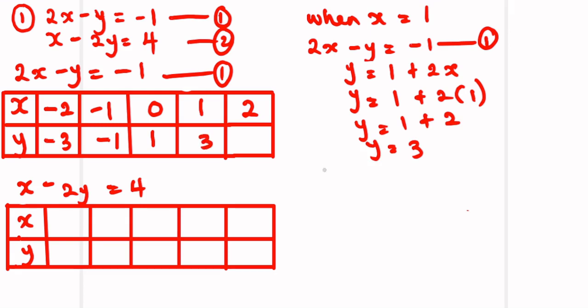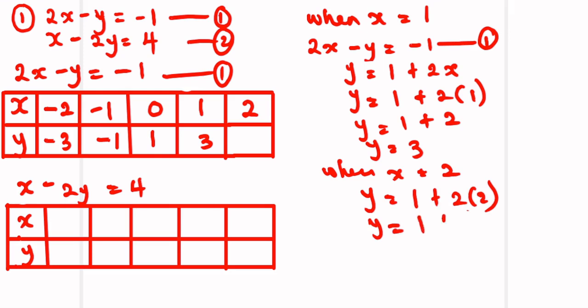Now we have to look for when x is 2, which is the last value of x. When x is equals to 2, it is going to be y equals to 1 plus 2 bracket 2. Y equals to 1 plus 2 times 2 is going to give us 4. Now our y is equals to 1 plus 4, which is 5. So when x is 2, y is 5.